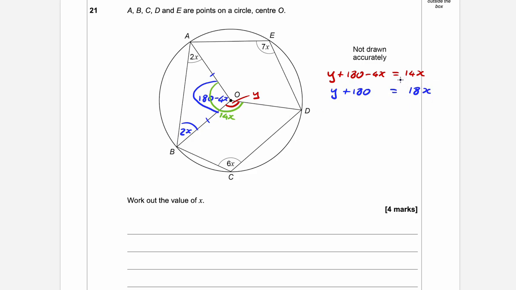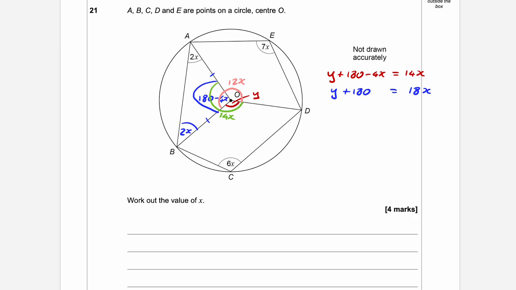I need another equation with y and x. Now I'll do the same thing over here. I'm running out of colors, guys, but this one here must equal 12x for the same reason. That's the angle at the center. That's the angle at the circumference. This must be double this.